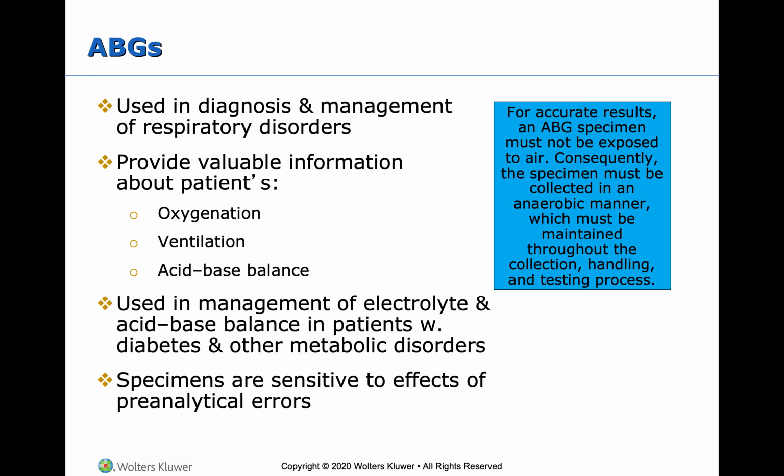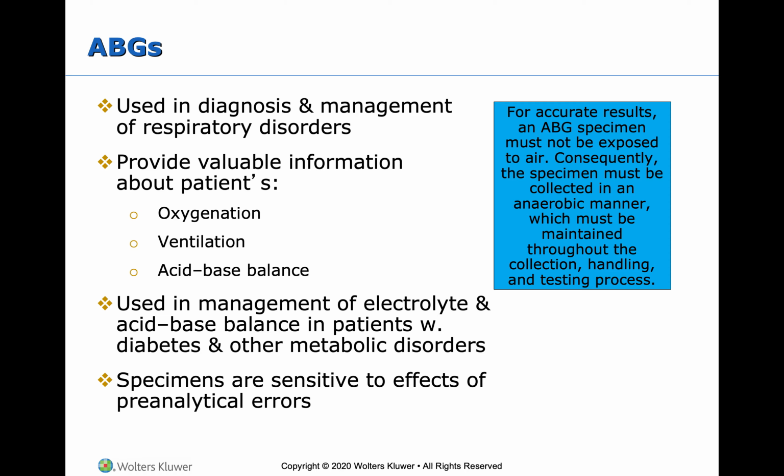Okay, sorry. It can be used in the management of electrolyte and acid-base balance, so this would be like in patients that have diabetes or other metabolic disorders. Something else that I would like to say is that the specimens for ABGs are very sensitive to the effects of pre-analytical errors. While you may not be the ones collecting the ABGs, you will be receiving them and taking them to the correct department in the lab. So your handling and processing is very important in order to ensure that the results of the test are accurate.